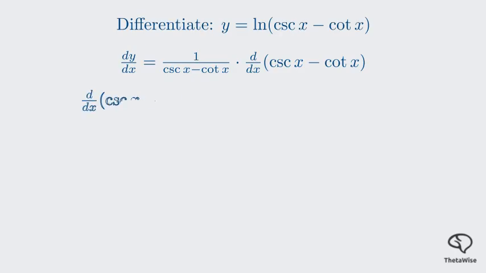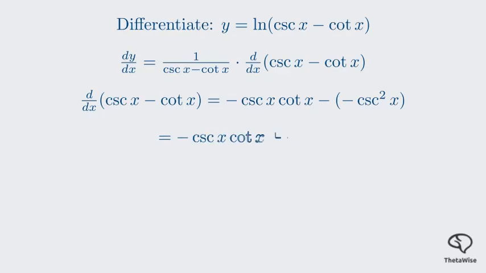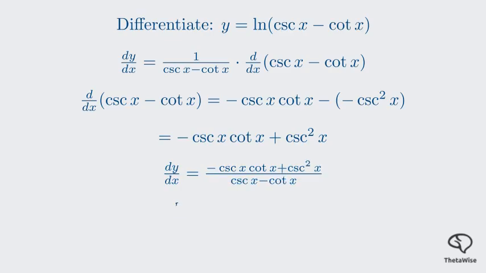Next, we need the derivatives of cosecant x and cotangent x. The derivative of cosecant x is negative cosecant x cotangent x. And the derivative of negative cotangent x is cosecant squared x. Now we substitute this back into our chain rule expression. This gives us dy/dx equals the quantity cosecant squared x minus cosecant x cotangent x, all over cosecant x minus cotangent x.